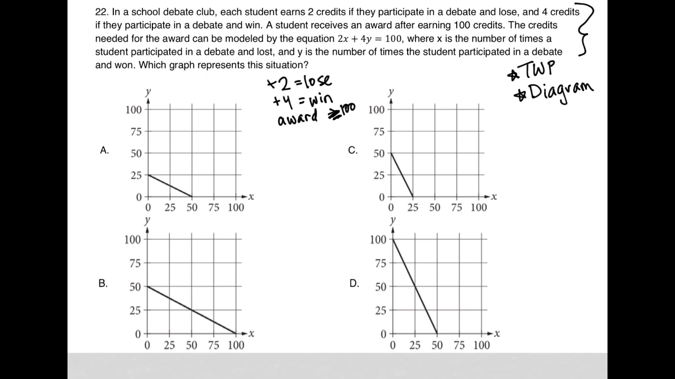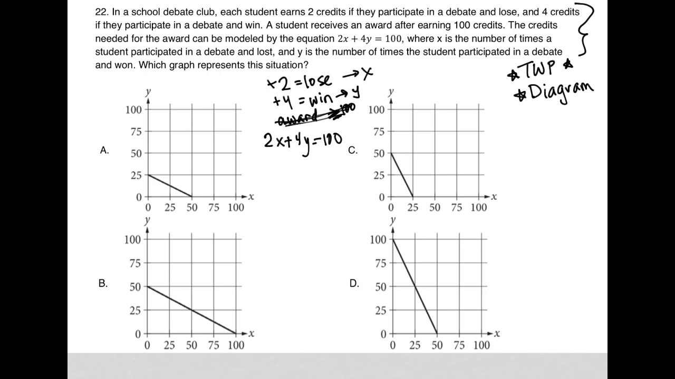The credits needed for the award can be modeled by the equation. So now we're provided with an equation, 2x plus 4y equals 100. Okay, so that's really our award. So then I'm going to get rid of this. Where x is the number of times a student participated in a debate and lost. So x is associated with losing. And y is the number of times the student participated in a debate and won. So y is associated with winning. So again, I'm just translating this word problem so far.